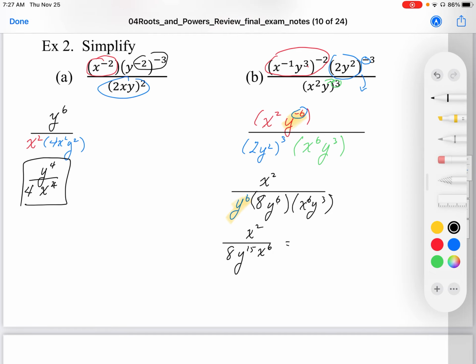So I'm going to rewrite this in a different order, but basically all the x terms in the numerator cancel out. So I just have 1. I'm going to end up with 8. We have 4 extra x's in the denominator, then y to the power 15 in the denominator.